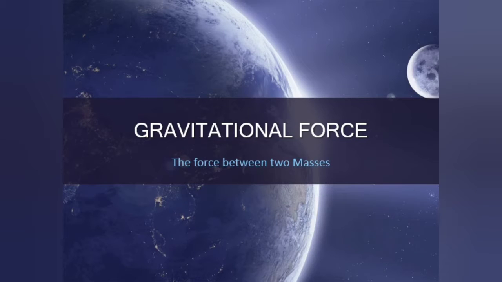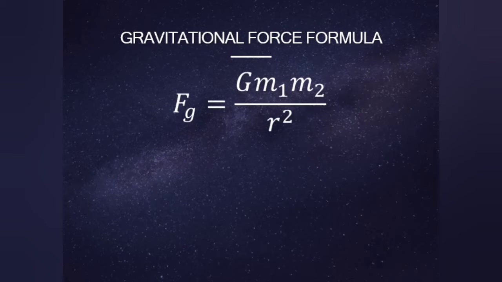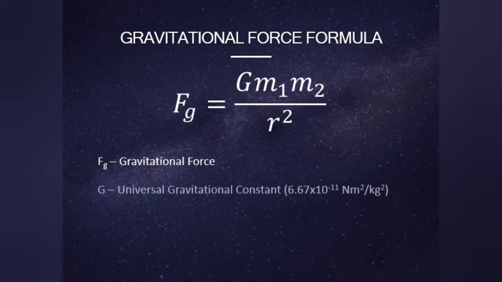Today we're looking at gravitational force, which is the force between two masses. Here's the formula. Fg equals big G m1 times m2 divided by r squared. Keep in mind that Fg is gravitational force.